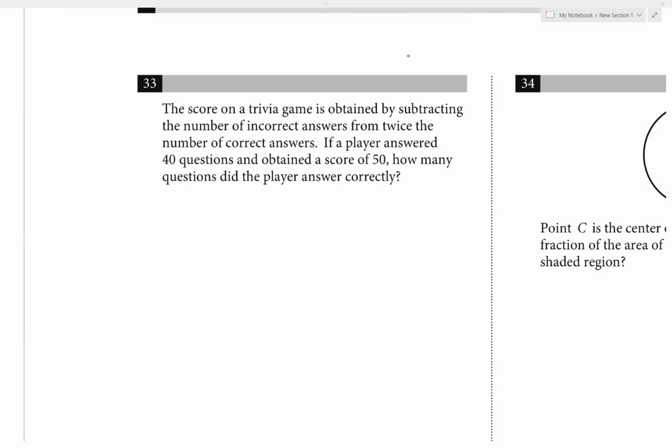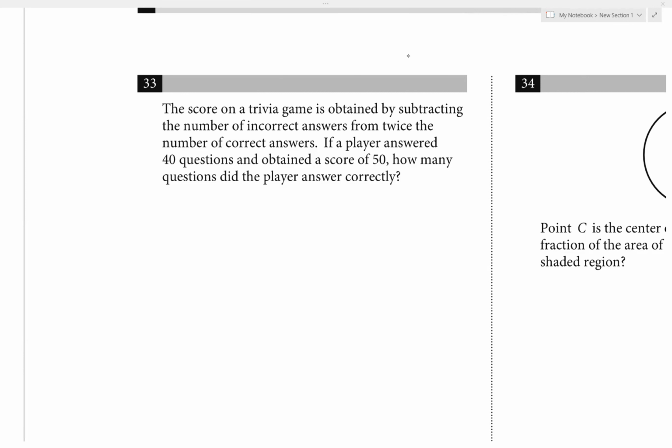Okay, so we know this player answered 40 questions total, and the score is 50 points. So out of the 40 questions, some the player answered correctly, some answered incorrectly. Again, we're trying to solve for how many correct answers we get. Okay, so for a question like this, it's helpful that we write out the equation first.